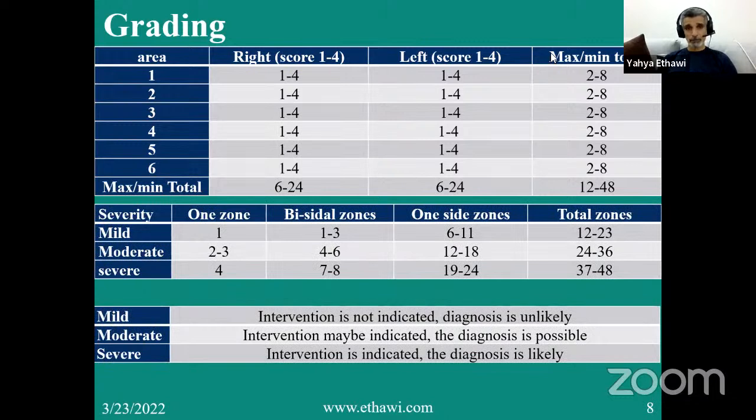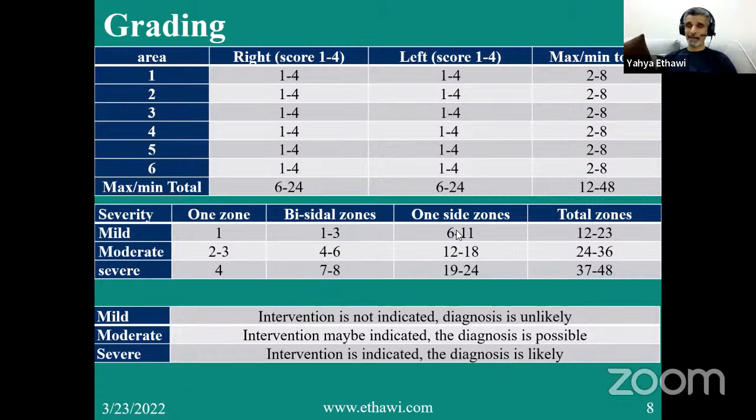Okay, so what do these numbers mean? Well, it means the severity: mild, moderate, or severe. So if you're doing one zone and you see score 1, then it's a mild problem, or as the doctor was saying, normal. If it's moderate, it's 2 to 3. If it's severe, then it's 4. If you're doing one zone on both sides, for example R1, L1, then the mild is 1 to 3, the moderate is 4 to 6, and the severe is 7 to 8.